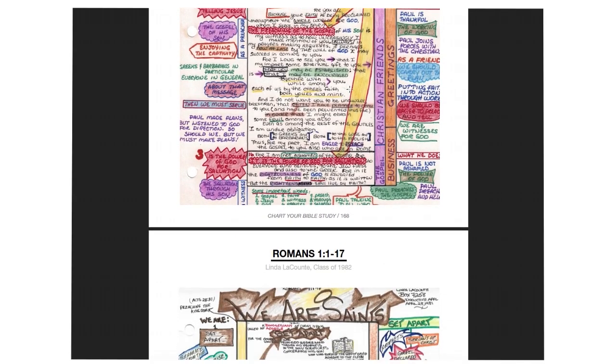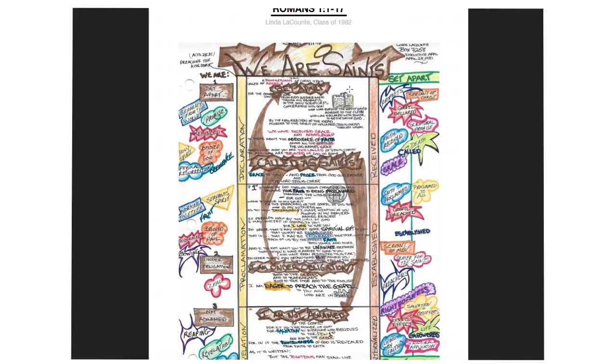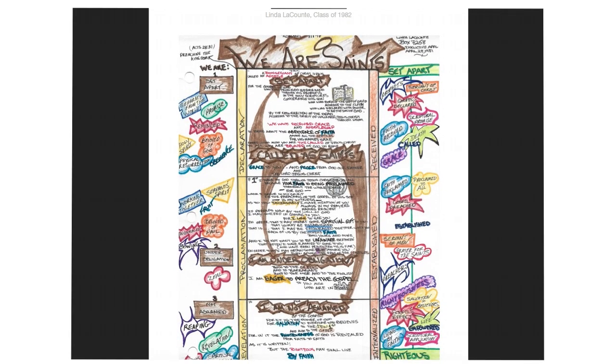Let's just move down one chart to this one by Linda LeCount. And you'll see that her key center in brown is called as saints in the Bible text. And she's worded her master title up here as We Are Saints. This is also easy to see because look at the arrows that point from the key center to each of the paragraph phrases.